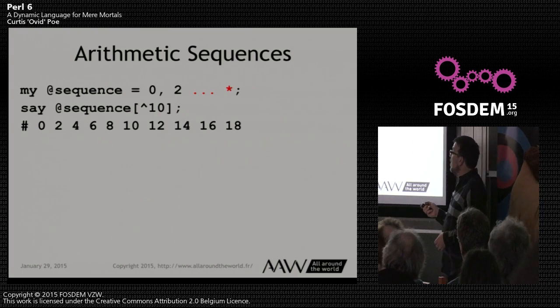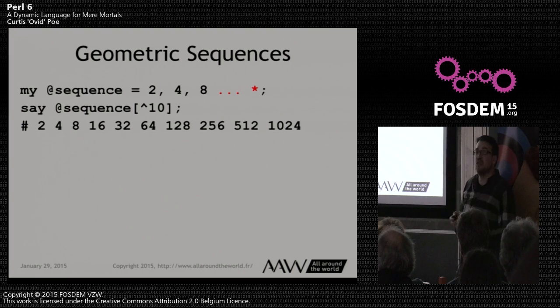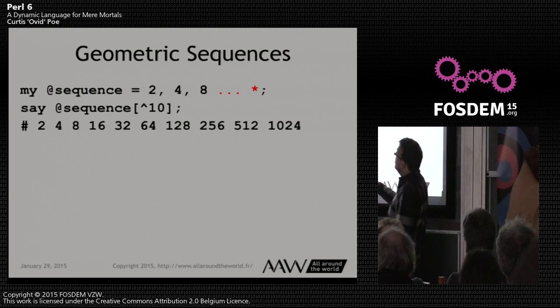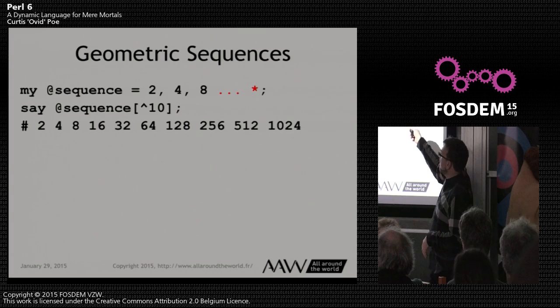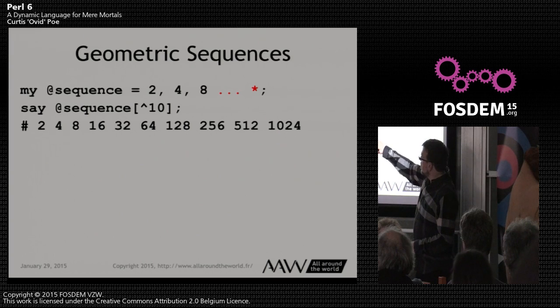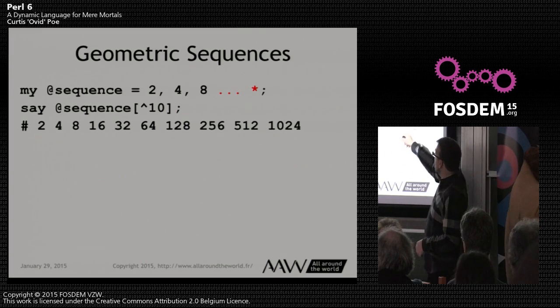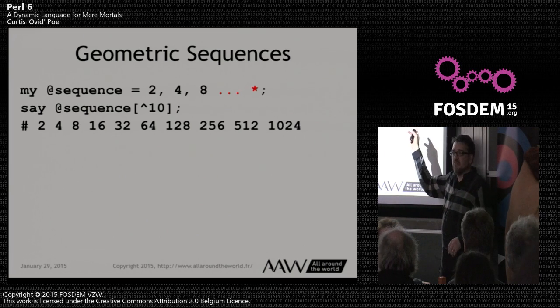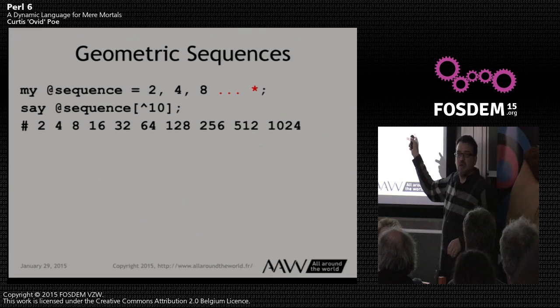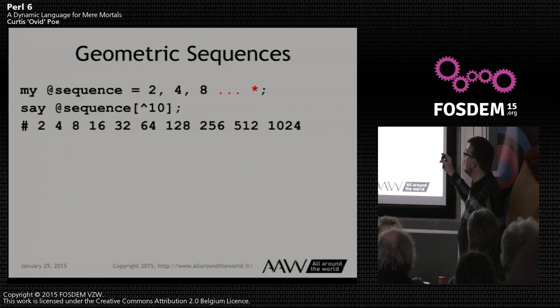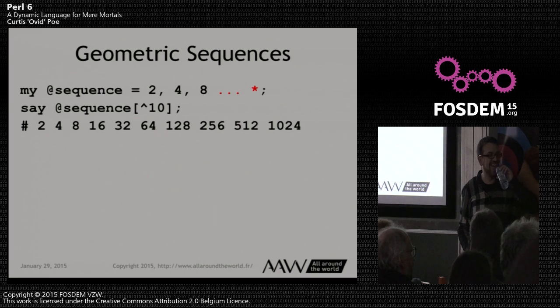But if you have 3 numbers up front, this is a geometric sequence. And Perl 6 will figure out what you need there. So 2, 4, 8, dot, dot, dot, up to whatever we need. We say in our sequence up to the first 10 numbers, 2, 4, 8, blah, up to 1024. Anyone recognize that geometric sequence? Yeah, it comes in kind of handy sometimes. That was awful.